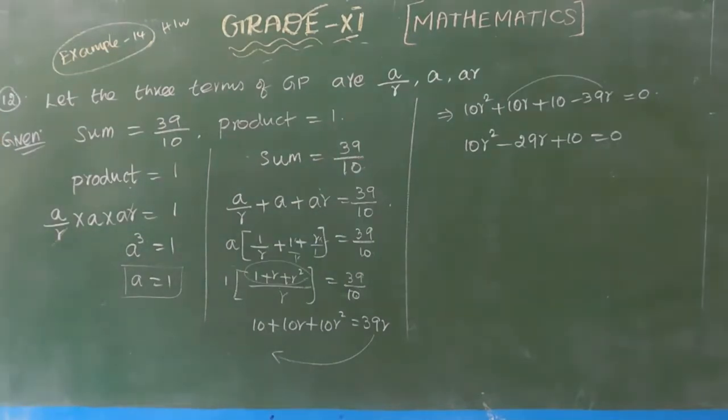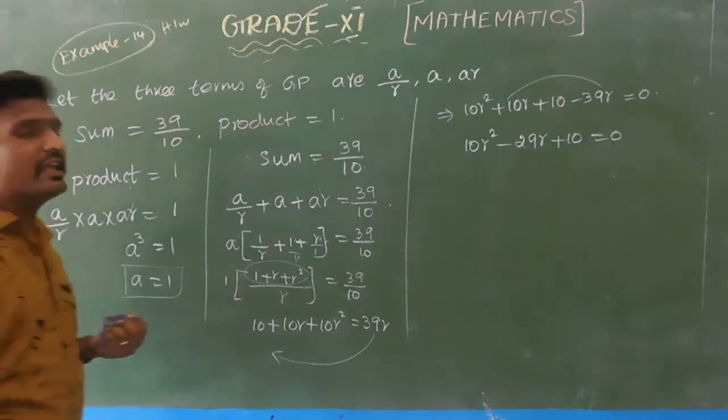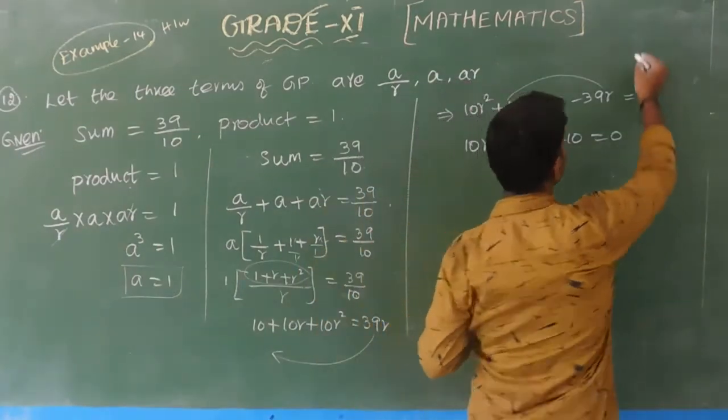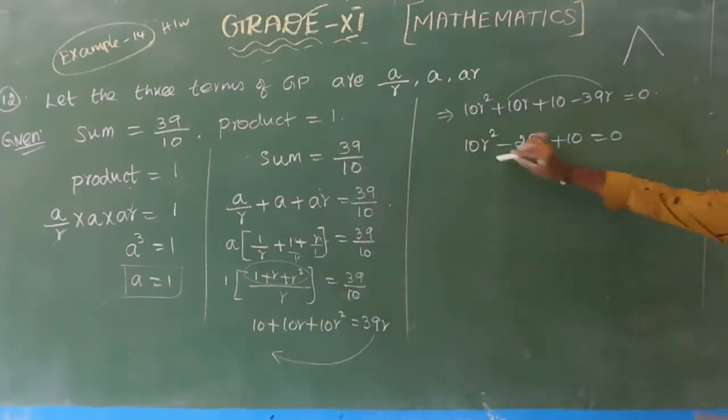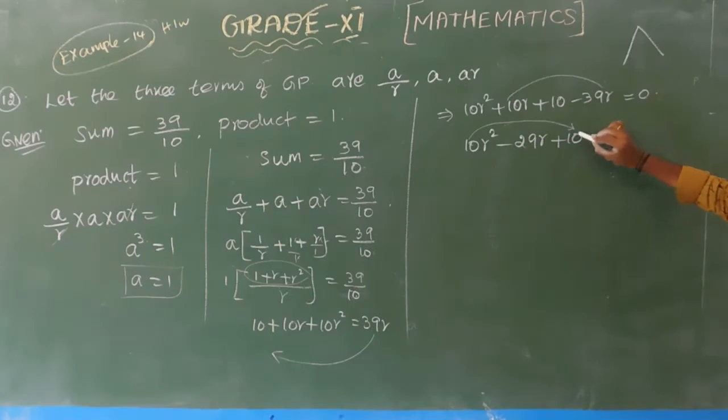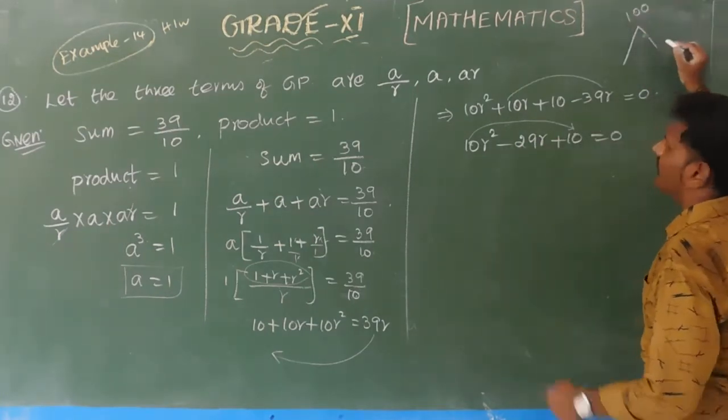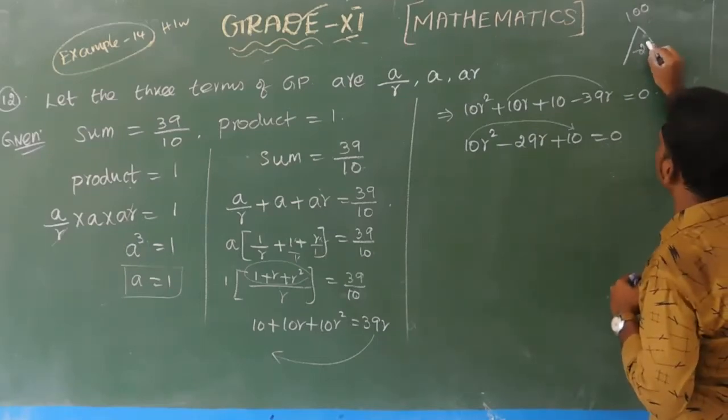Yes students. Okay. Now we are going to factorize by using the factor tree method. Take C, the coefficient of the x square term and the constant term, and multiply them. So 10 tens are 100. And here is minus 29.